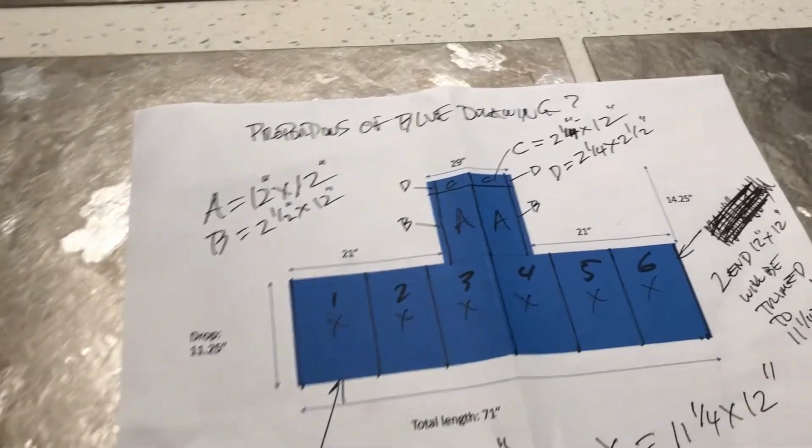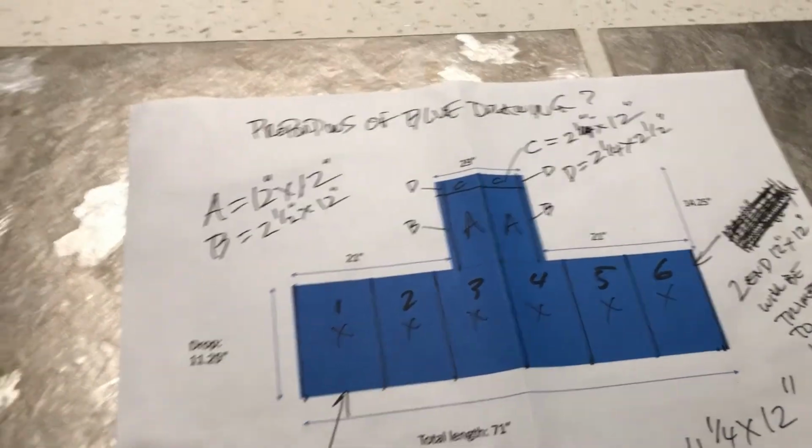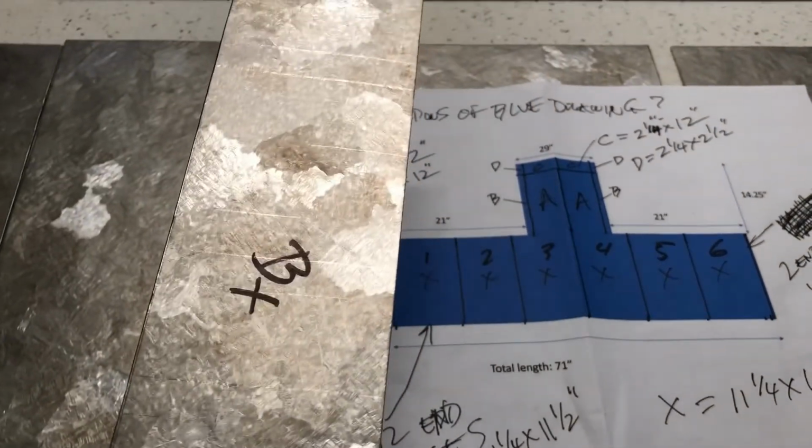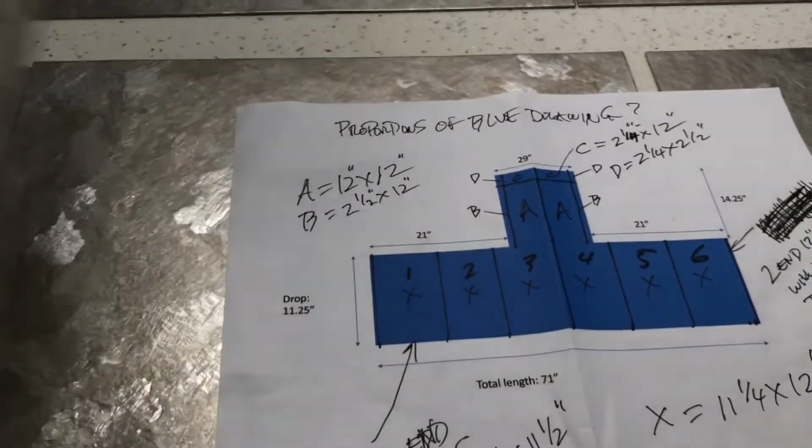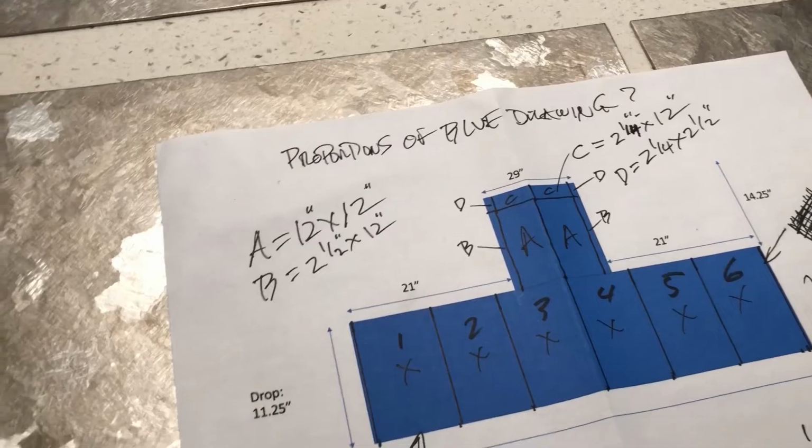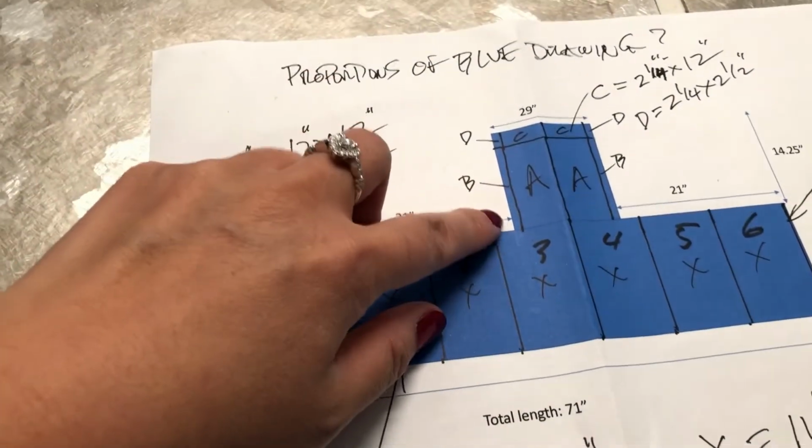What he's done is actually labeled the back of each sheet so that I know which one goes where. For example, this is B and it will be in this direction. So B is going to be right here on this plan, and that's going to translate to roughly about here on the T-shape. So let's move to the next step, which is getting the adhesive.